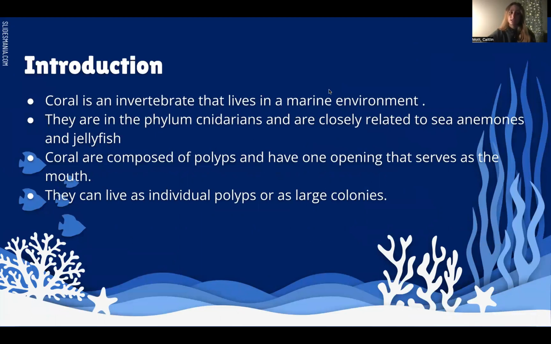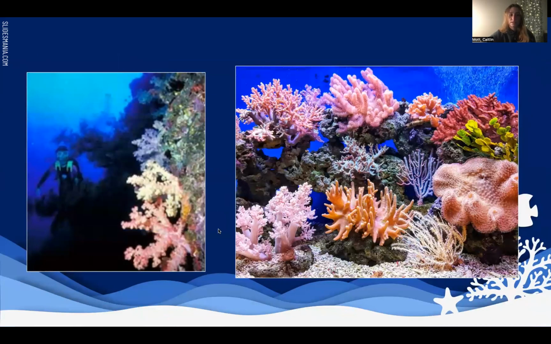So, for the introduction, coral is an invertebrate that lives in the marine environment. They're in the phylum Cnidarians and are closely related to sea anemones and jellyfish. Coral are composed of polyps and have one opening that serves as the mouth. They can live as individual polyps or as large colonies. Most of the time, they're going to be in large colonies. Here's some pictures of coral in case you did not know what they look like.